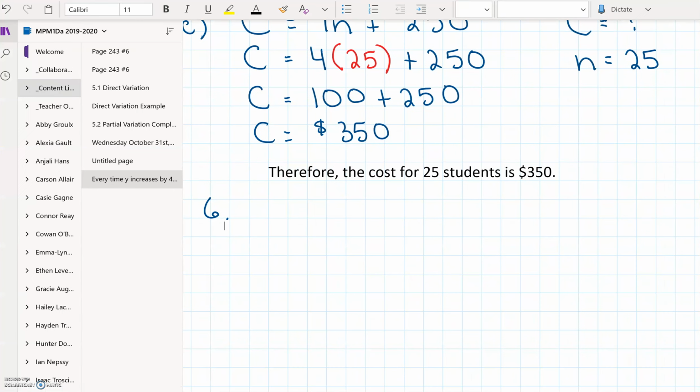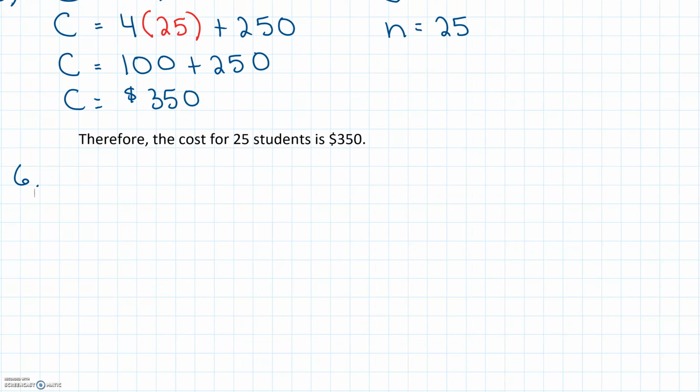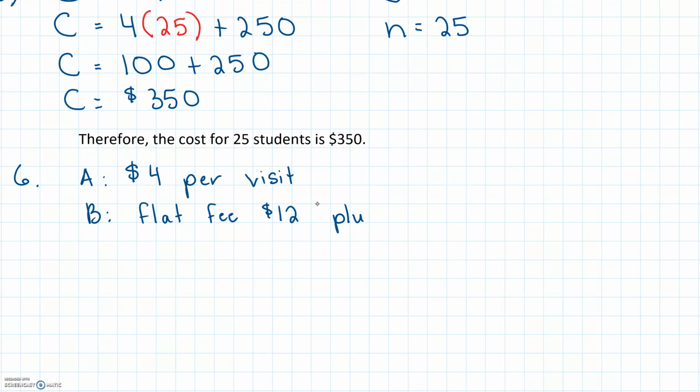For number 6, this question is dealing with a fitness club that offers 2 types of memberships. So there's membership A, which is $4 per visit. And then there's membership B. And membership B is a flat fee of $12. So no matter what, you have to pay this flat fee. It's like an initial fee, and then plus $2 per visit.